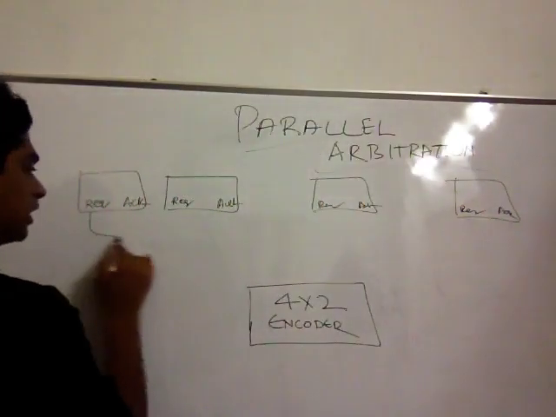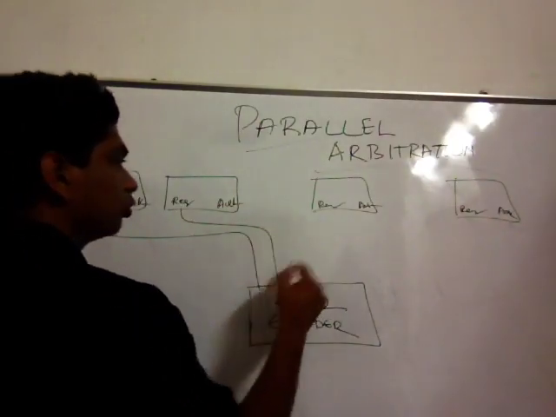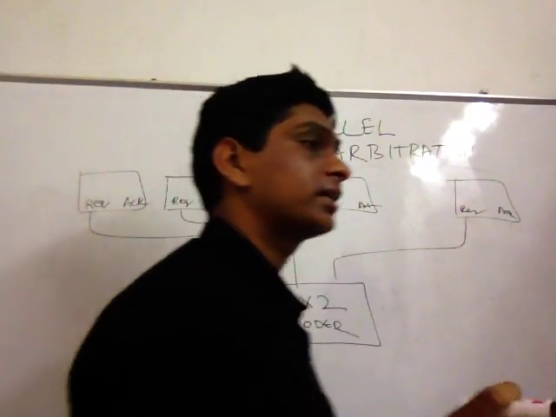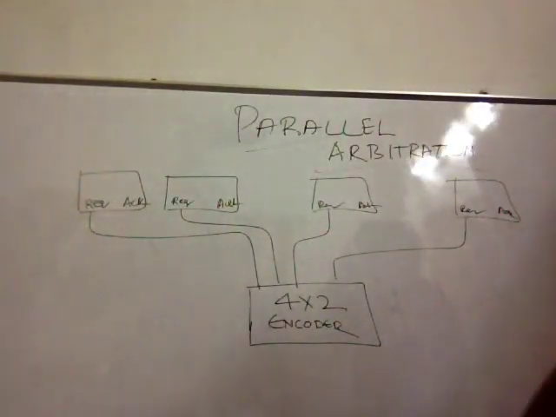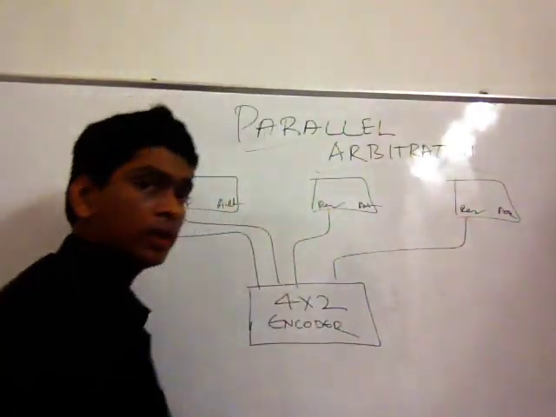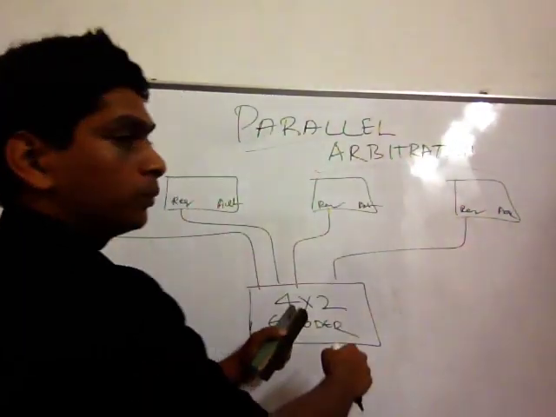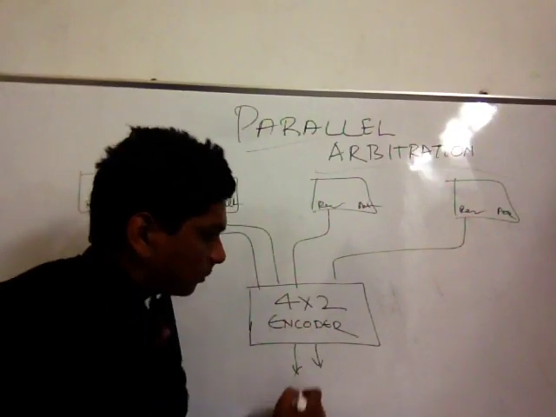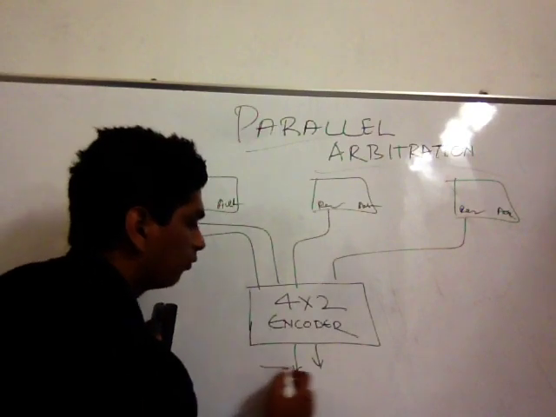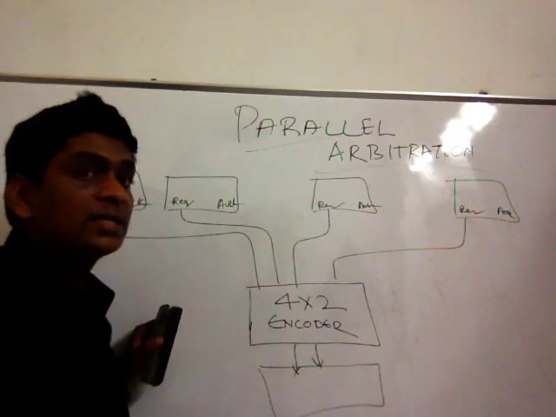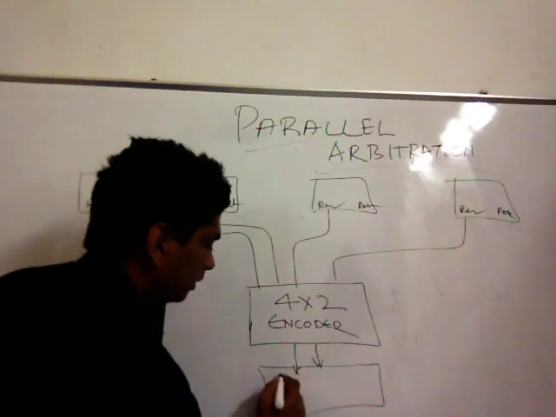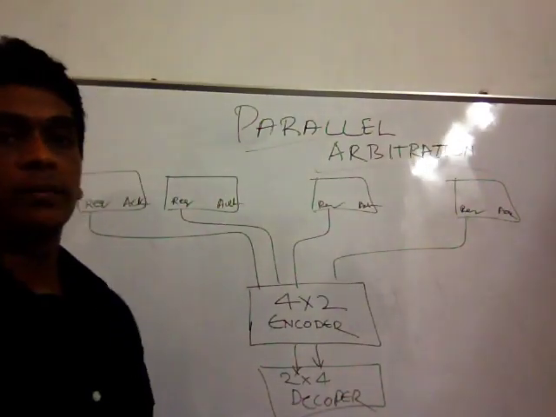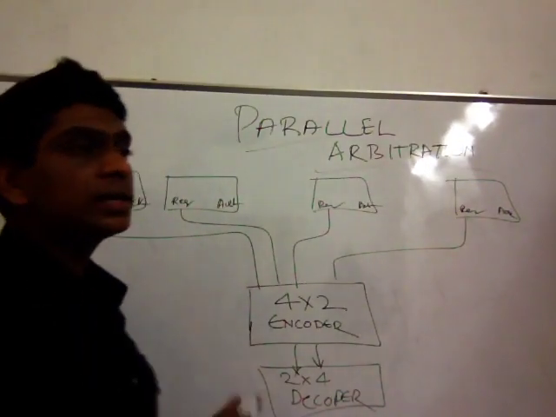Each request line is connected to the 4x2 encoder. So what does this 4x2 encoder do? It takes 4 inputs and encodes them into 2 outputs. So 2 outputs will be coming out from the 4x2 encoder. What we are going to employ here is a 2x4 decoder. We are using an encoder and we are using a decoder.